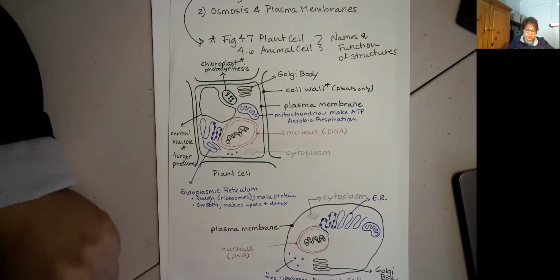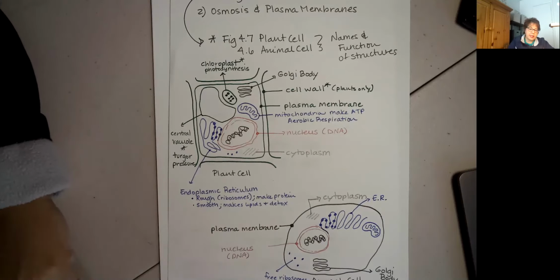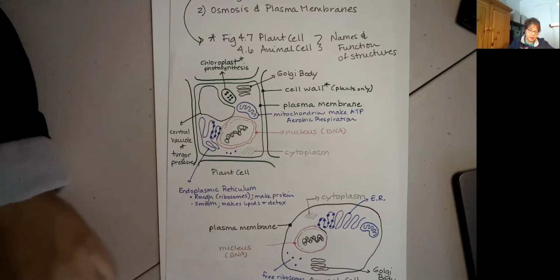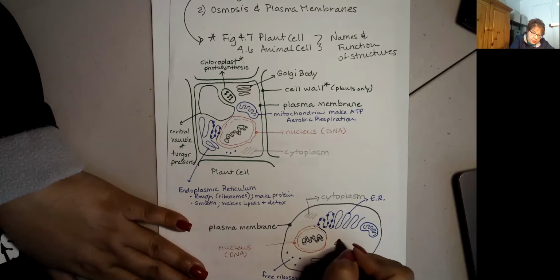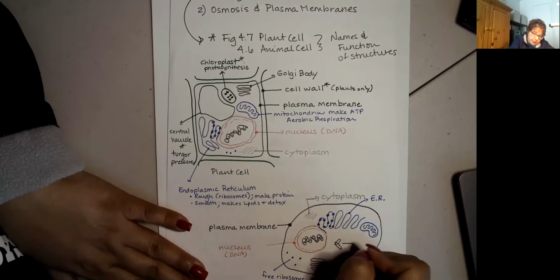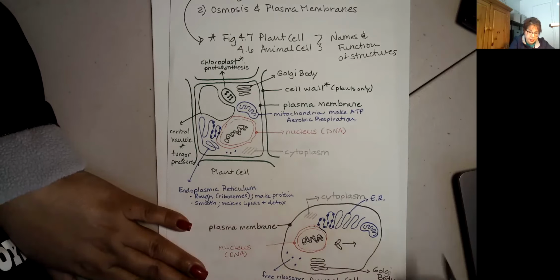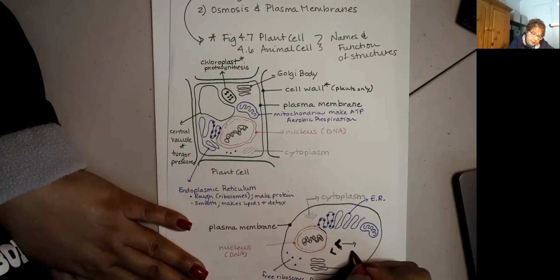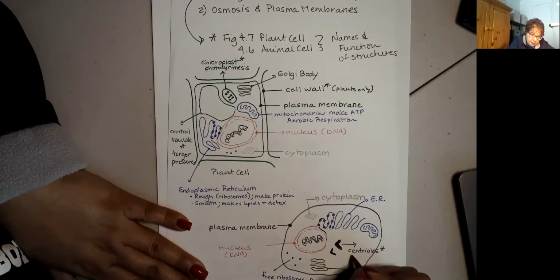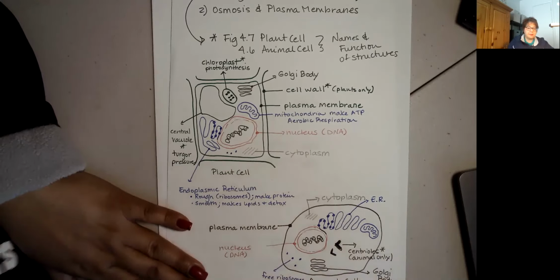The last structure I'm going to mention is found in animals only. Animals have a special structure that we only see during cell division. These tiny little structures, which I'm just going to draw almost like a little letter L, that we only see during cell division, are called centrioles. And we only see them in animals. Plants don't have them.